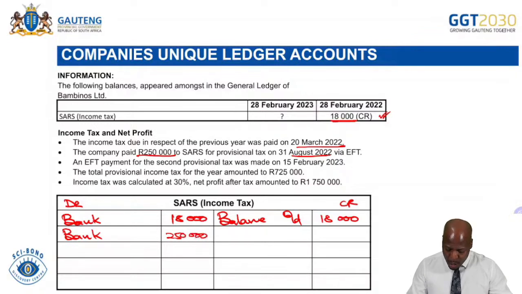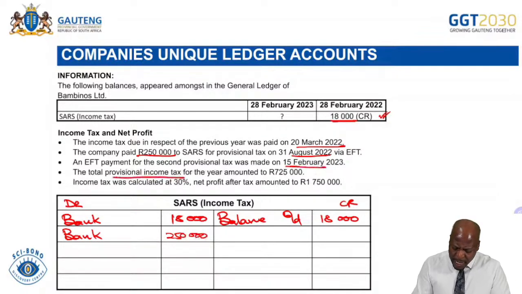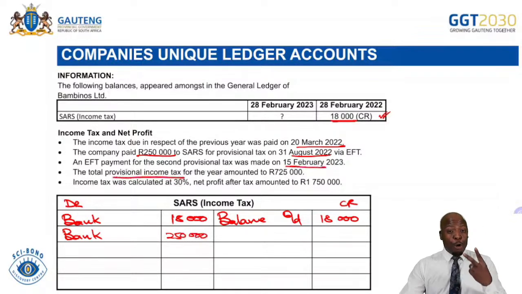Let's continue again. We're then told an EFT payment for the second provisional tax payment was made on the 15th of February. So we made a second provisional tax payment on the 15th of February, but they did not give us the amount. Okay, let's see what the next bullet says. The total provisional income tax for the year. So of the two provisional tax payments that we've made in the year, we are then given the total, which is 725. The 725 is the total provisional tax payment.